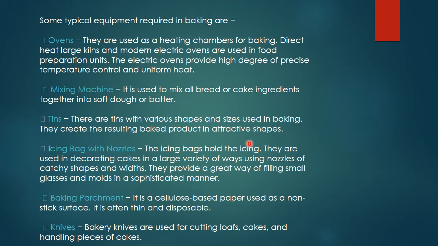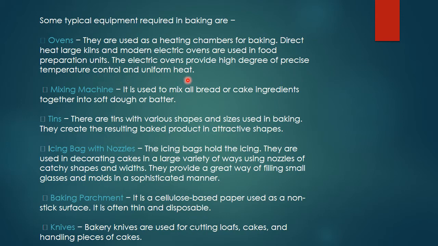There are some typical equipments required in baking. Ovens may be a microwave or some other, depending on the industry level or what we are using. They are used as heating chambers for baking; direct heat, large kilns, and modern electrical ovens are used in food preparation units. Electrical ovens provide a high degree of precise temperature control and uniform heat.